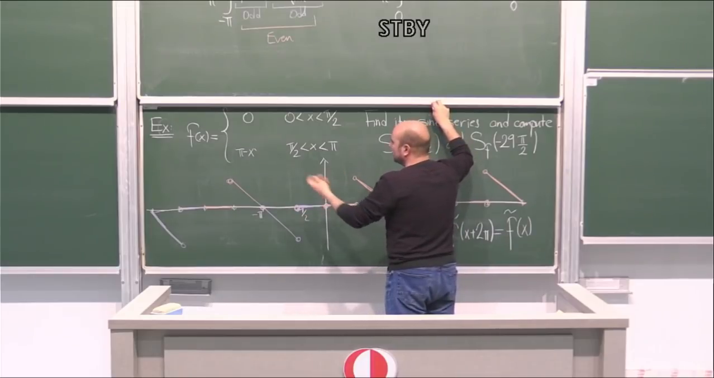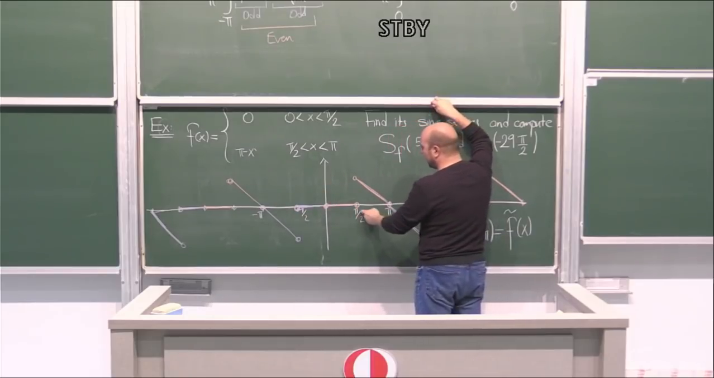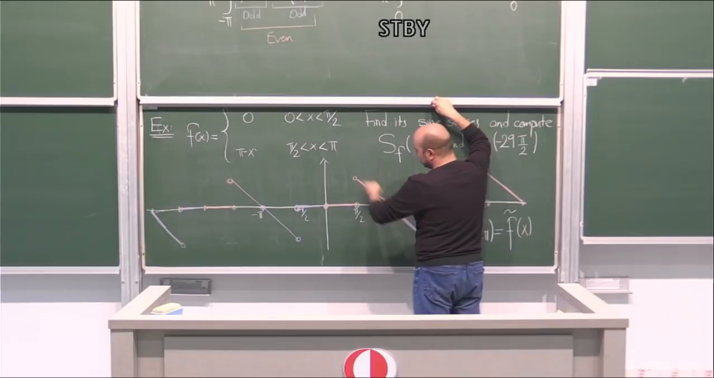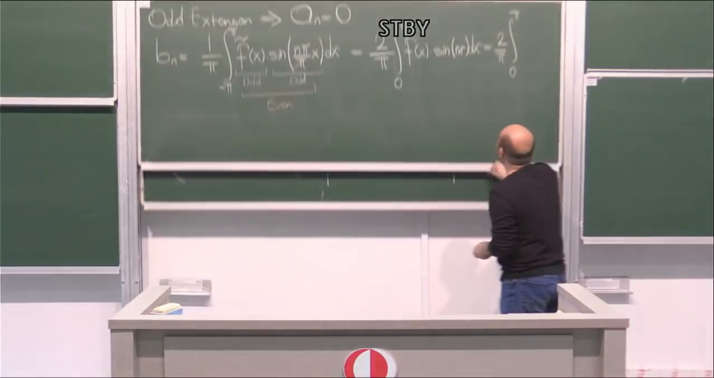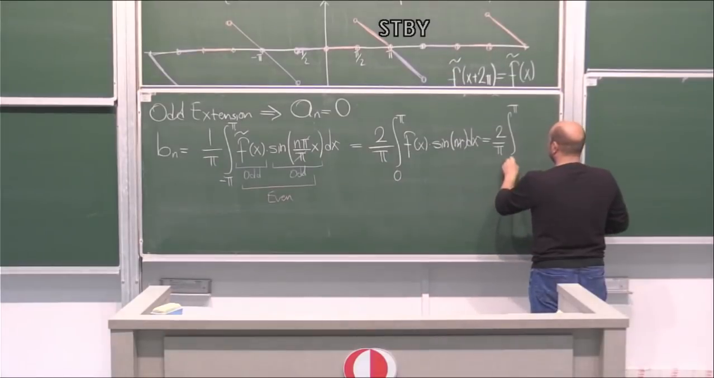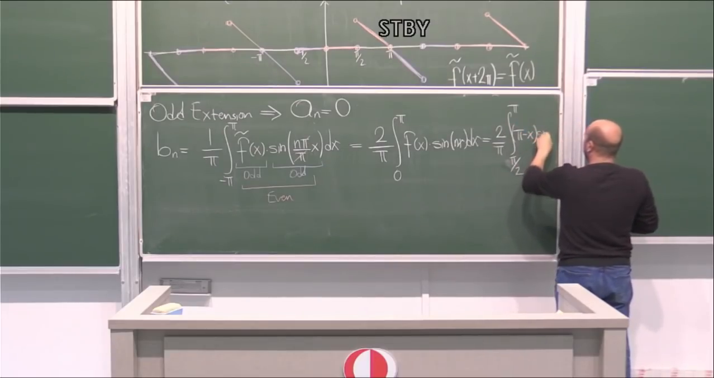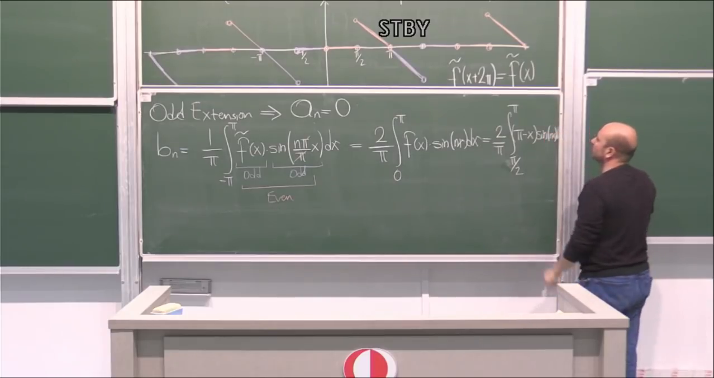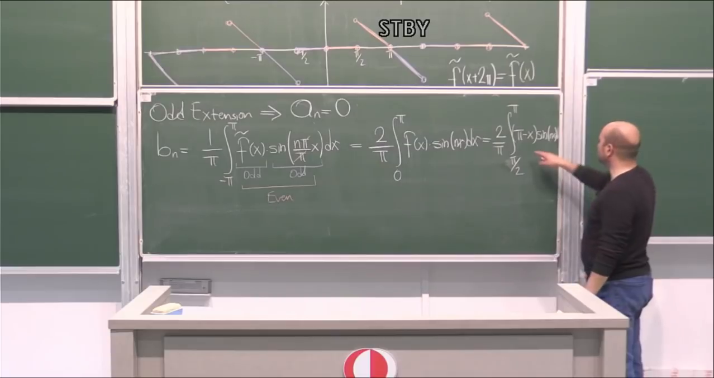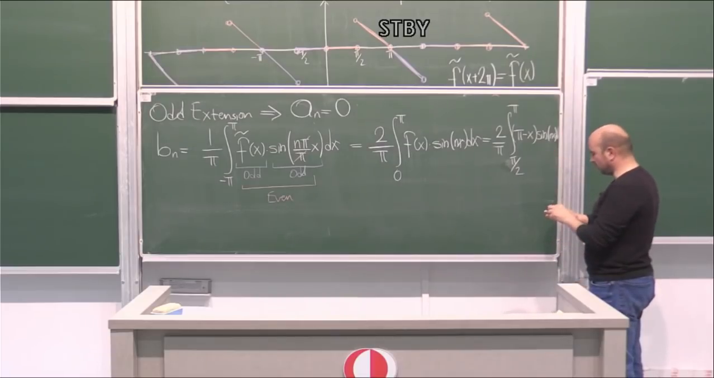So that means it reduces to just the integral from pi over 2 to pi, because my function is non-zero just there. From pi over 2 to pi, my function is pi minus x, times sine nx dx. This is what we have here. So I need to do this integral.